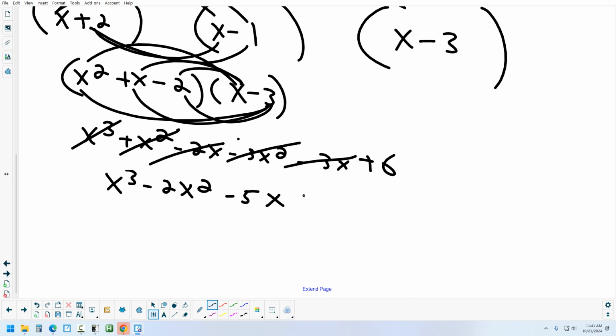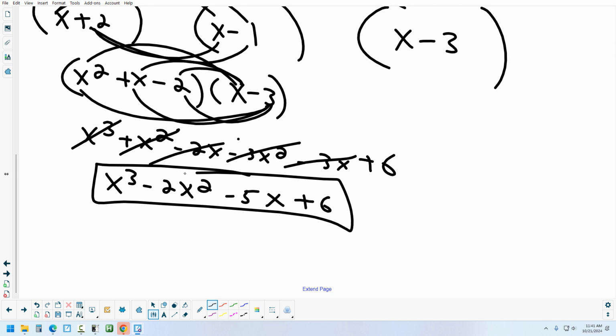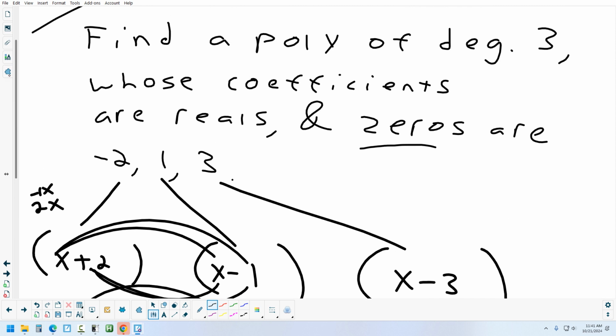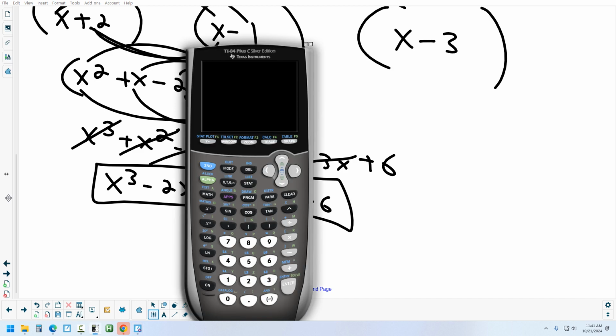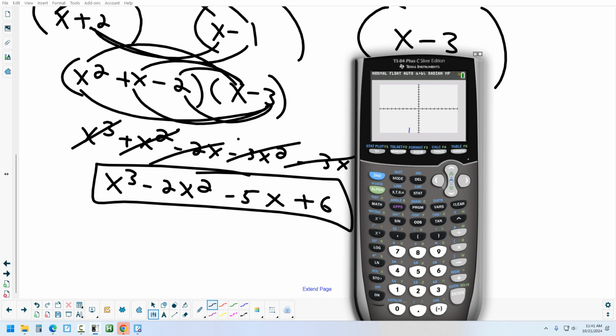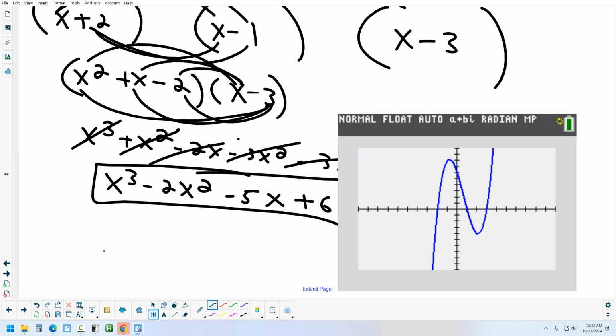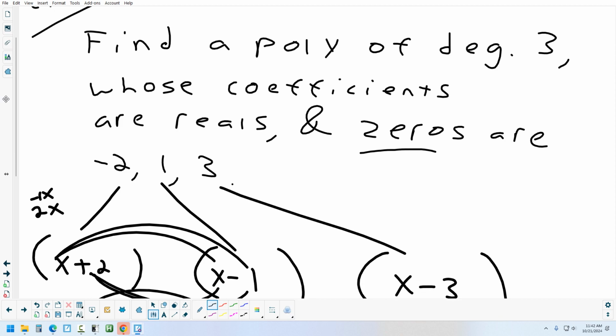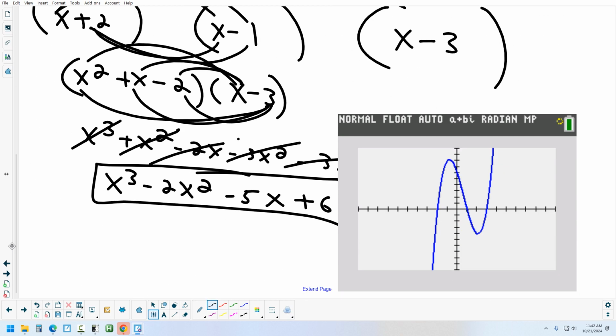And the constant? 6. So now, how could I check that that crosses the x-axis at negative 2, 1, and 3? Plug it in the calculator. We could check it by graphing it. So let's type in x cubed minus 2x squared minus 5x plus 6. I'll do zoom 6. And remember, looking for negative 2, positive 1, and positive 3. Okay. What do you think? Does that look like negative 2, positive 1, positive 3? Yep. Perfect. So any questions on starting with roots and working your way to the polynomial?